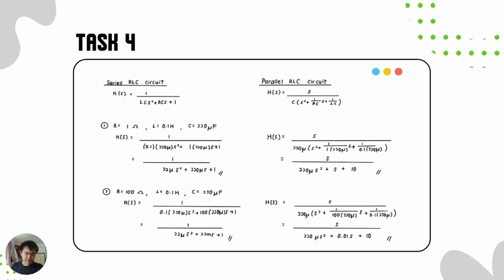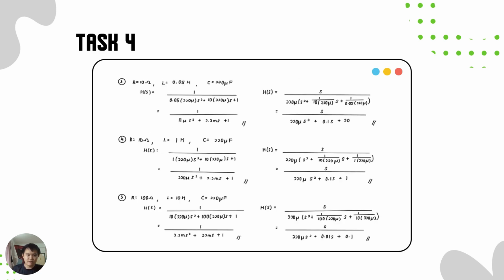So I will talk about task 4, in which we change the values of RLC for the series and parallel circuits. We can see the formula that we derived just now in task 1. For the first question, we use the data given by the doctors, and for the second question we changed R from 1 ohm to 100 ohm. We can see that the coefficient for S has changed from 220 micro to 22 milli, and for H(s) it changed from S to 0.01 S for parallel.